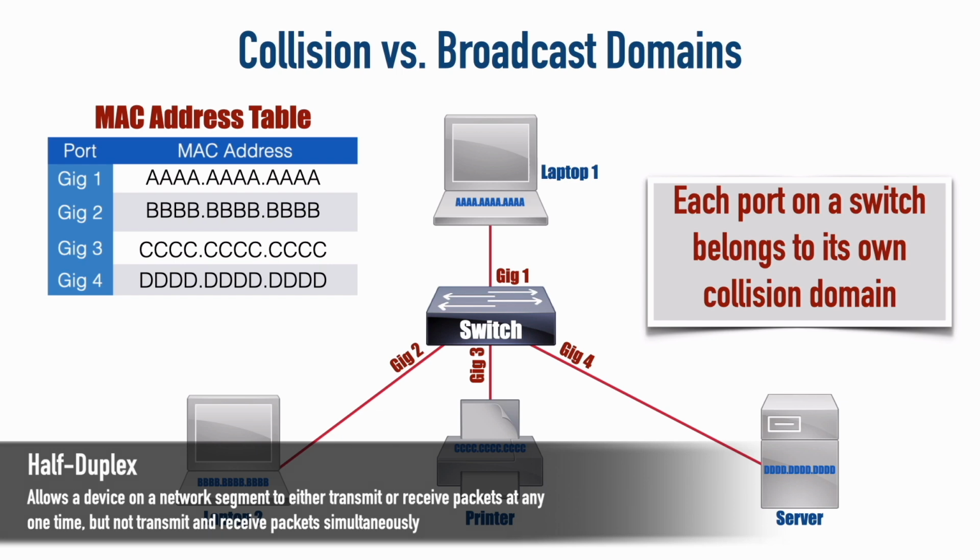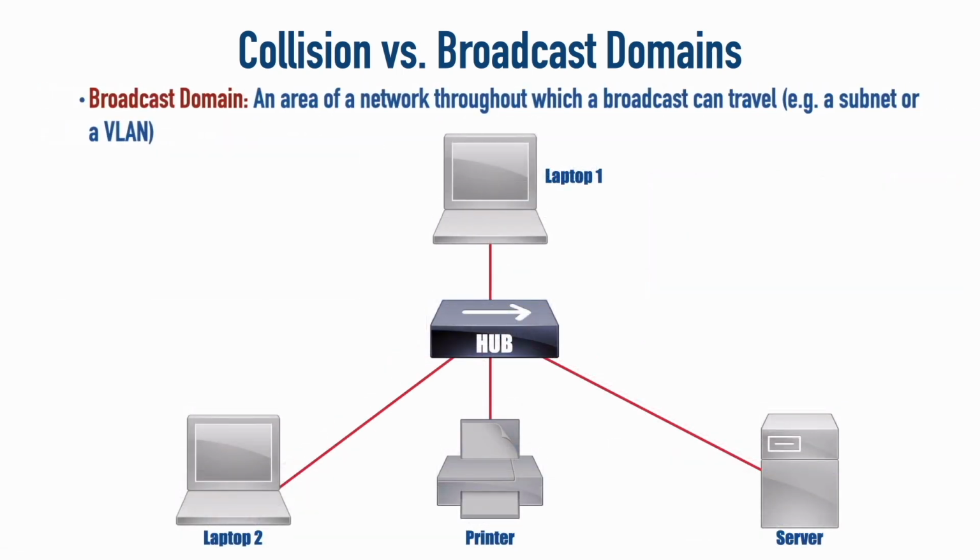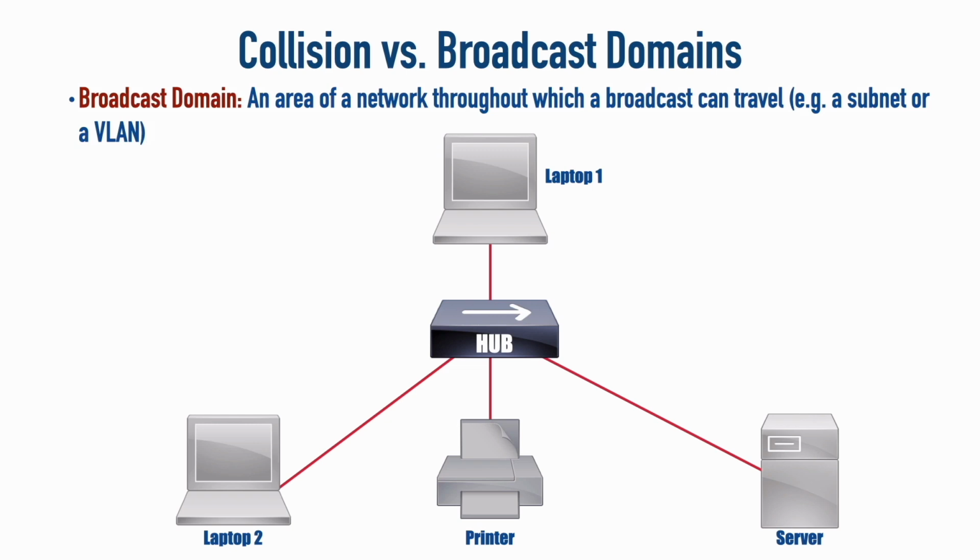Next, let's consider a broadcast domain. A broadcast domain is a portion of the network throughout which a broadcast will travel. So let's say that a PC boots up and it wants to get an IP address. A way that it can do that is by sending out a DHCP discover broadcast to say, hey, are there any DHCP servers out there that can give me some IP address information? Since we might not know where that DHCP server lives, we send out a broadcast throughout this broadcast domain.